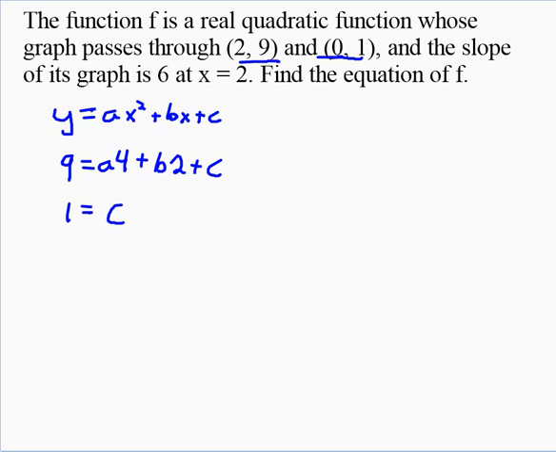The slope of its graph, well, we know slope of a graph has to do with the derivative. So it's 6 at x equals 2. So what we'll do is we'll take the derivative of our function. Let's write it over here. y prime is 2ax plus b. And we know the slope is 6. So our derivative is 6 when x is equal to 2, and we still have plus b.